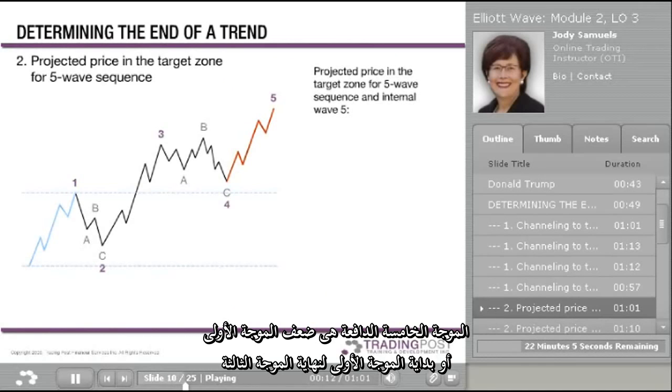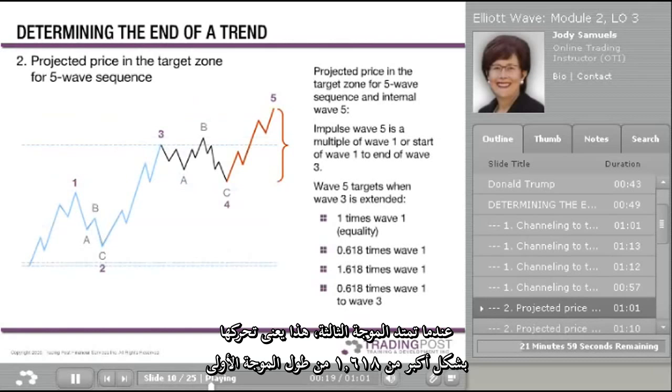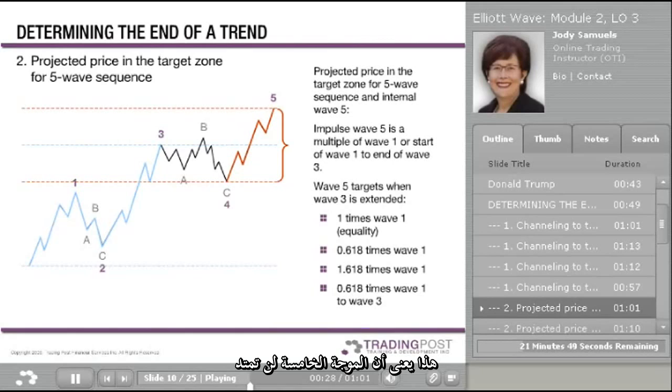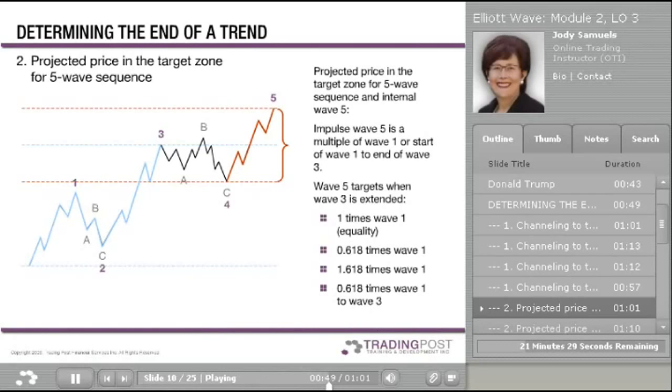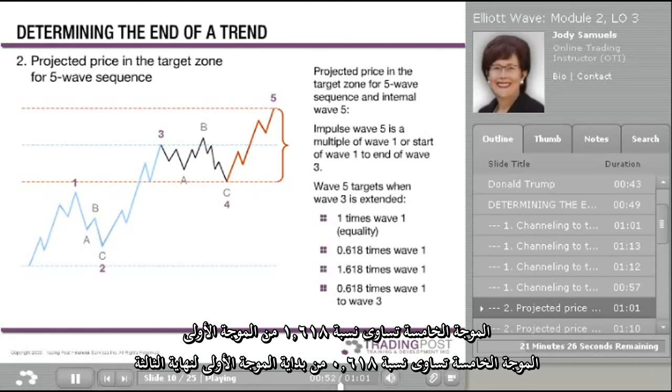Impulse wave 5 is a multiple of wave 1, or the start of wave 1 to the end of wave 3. When wave 3 is extended, meaning that it has traveled further than 1.618 times the length of wave 1, it means that wave 5 will not likely be extended. The probable targets for wave 5 when wave 3 is extended are 1 times wave 1, or equality with wave 1, where the length of wave 5 equals the length of wave 1, 0.618 times the length of wave 1, 1.618 times the length of wave 1, and 0.618 times the length of the start of wave 1 to the end of wave 3.